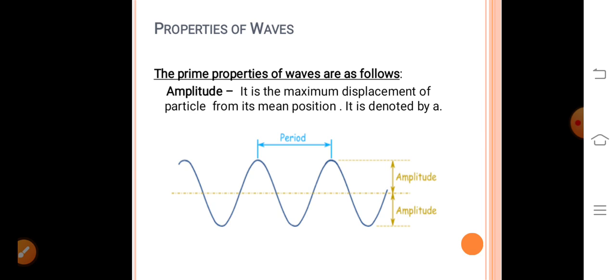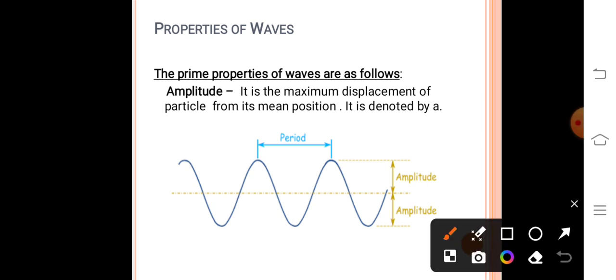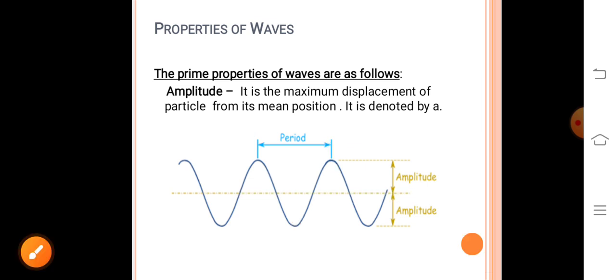The amplitude is the maximum displacement of a particle from its mean position. As seen in the figure, this peak shows the crest. So we say that the height of the crest from its mean position, or the depth of the trough from its mean position of particles, is called the amplitude, and it is denoted by A.